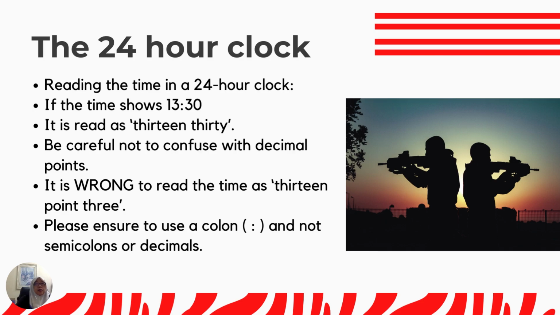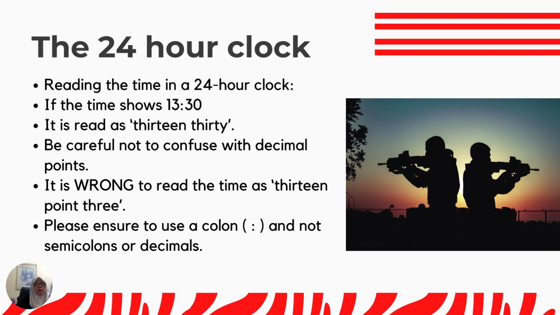Okay, there is a misconception though. When you read the time in a 24-hour clock, and if it shows 13:30, you will need to read it as 13:30. So be careful not to confuse it with decimal points. Decimal points have only one dot, but for the 24-hour clock, it will be 2 dots, or what we call a colon. So it is wrong to read the time as 13.3. Please ensure to use a colon and not semicolons or decimals.